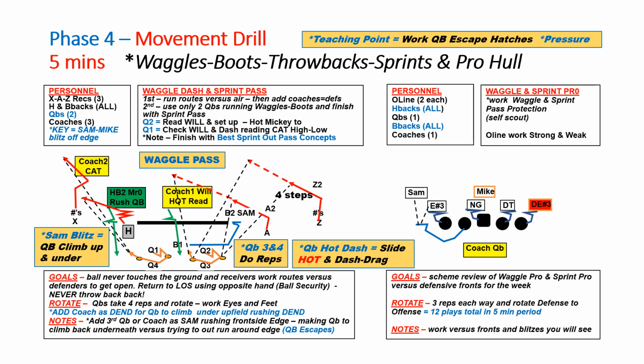Phase 4 is what I call our movement drills. This is where the quarterback is going to do his play action passes on the move, our waggles, our boots, our throwbacks, and our sprint out pass. Again, same thing, 2 quarterbacks going, split field, going through the read progression, and now our O-line is going to be working the different pass protections with those play actions.